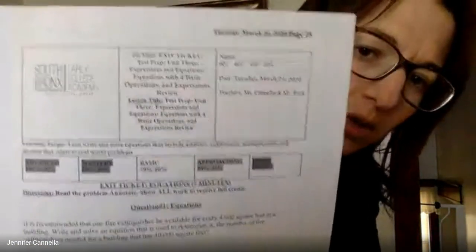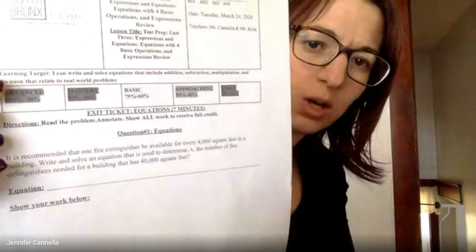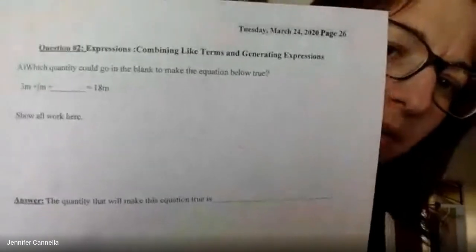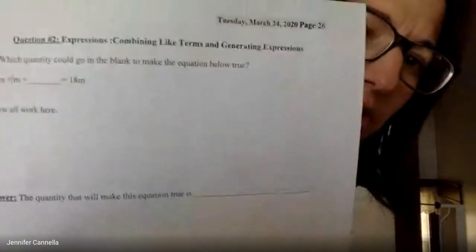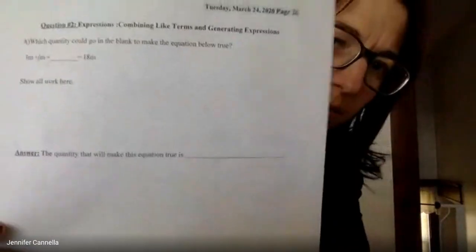Let's talk about the exit ticket. The exit ticket is on page 25. Okay, you're going to read the problem, write an equation, like the fire extinguisher question we did earlier with the 18,000x equal 36,000. Same concept, different numbers. On the back, anytime you have a variable and there's no coefficient, you always put a 1 in front.